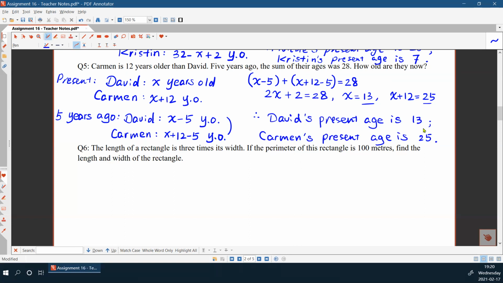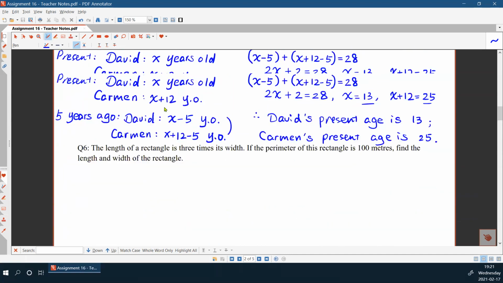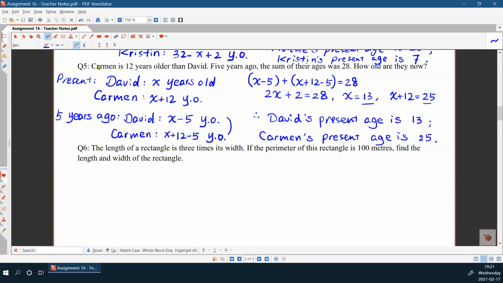Again, you can always verify your result by putting them back into the original story, right? Okay, have a look at this question. Are we clear here? Okay, so question 1 to question 5 are all typical age problems, okay? If you are still not familiar with such types of questions, it's better for you to put them in your error book, okay?